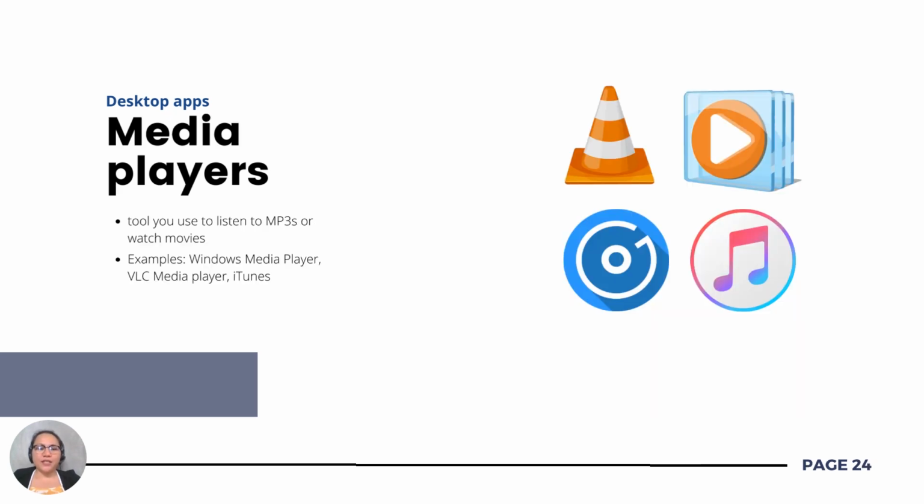We also have media players. These are also examples of desktop apps. And since tinatawag silang media players, obviously, this can be used if you want to listen to MP3s or watch movies you've downloaded. Okay, you need to use a media player. Ang very common na ginagamit natin or ang preloaded na media player pag bumili tayo ng laptop is the Windows Media Player. Yung second na parang may play button dyan sa mga pictures na yan.